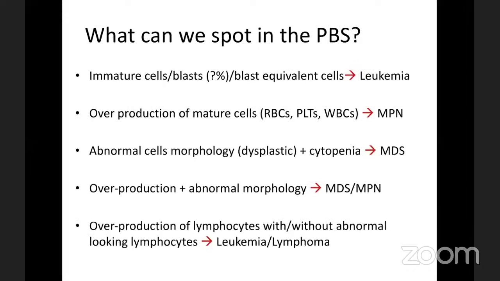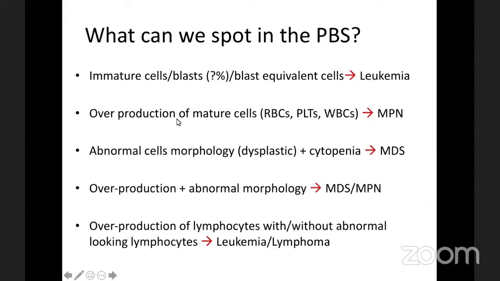So what can we spot in the peripheral blood smear? We can find immature cells, the blasts and the blast equivalent cells, and we are going to talk about the blast equivalent cells. And you can enumerate and count the circulating blasts to get the threshold of acute leukemia, or ask for further bone marrow examination to enumerate the blasts there.